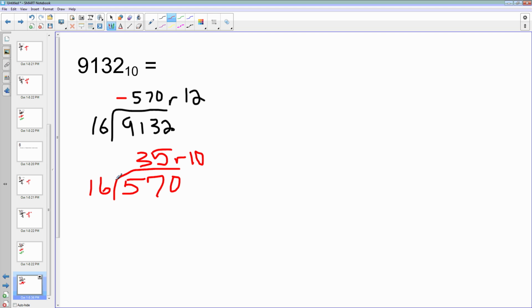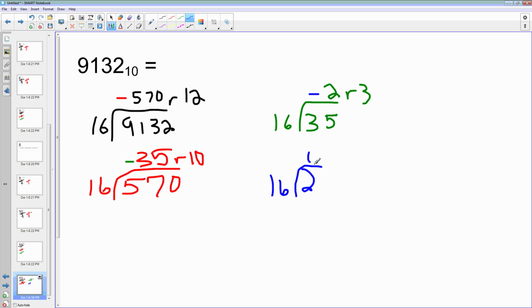Okay? So again, this number right here is not 0, so we're going to have to do the work again. So I'm going to take 35 and divide it by 16. So these are getting much easier numbers to work with now, right? 16 goes into 35 2 times with a remainder of 3. Okay? Again, we're still not at 0 yet. So I'm going to take my 2 and divide it by 16. And I end up getting 0 with a remainder of 2. And I'm now at the point that I can go ahead and write this out because I'm at 0.